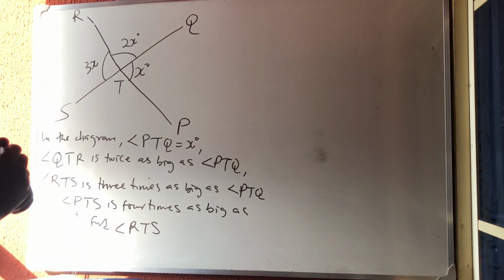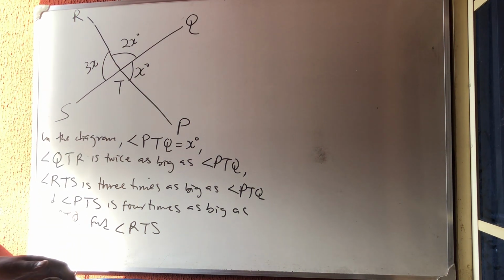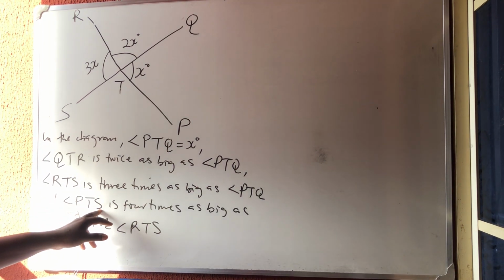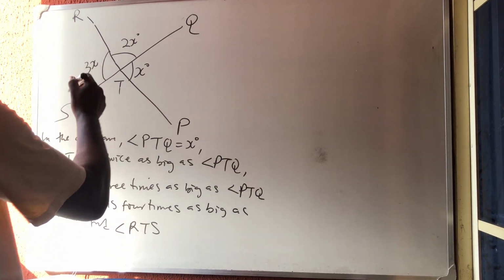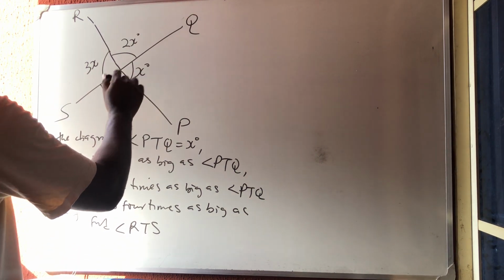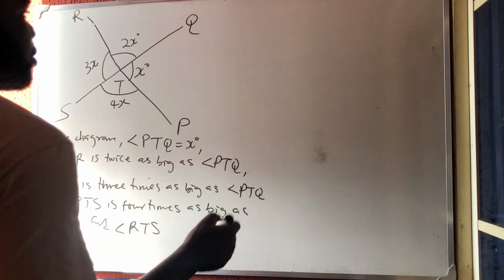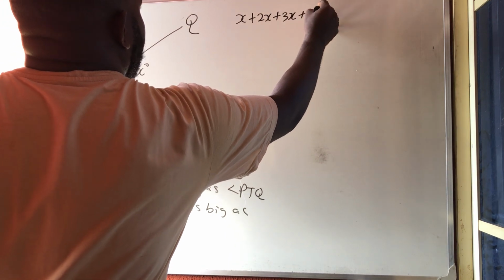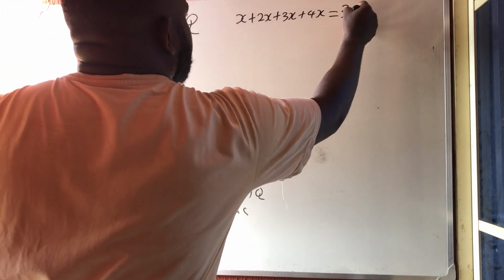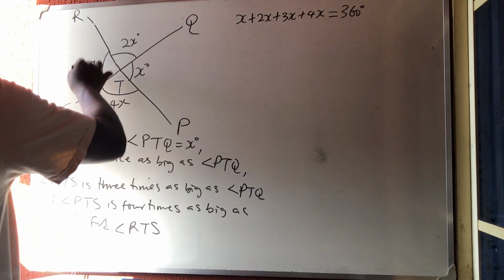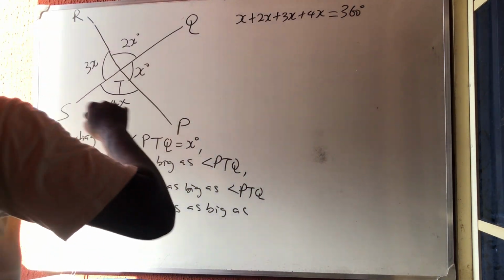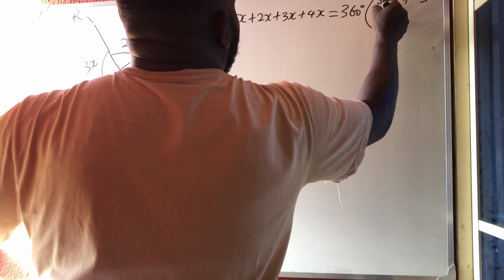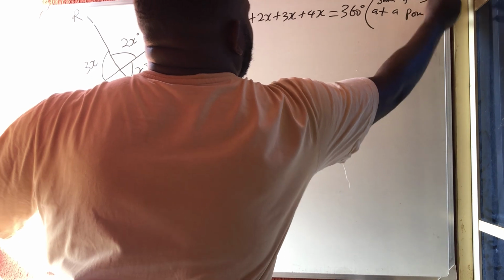The next one, they say angle PTS is 4 times PTQ, which is this side. So here is 4 times that same x, which is 4x. So we are done. We tell them that x plus 2x plus 3x plus 4x, all of them is equal to 360 degrees. Why? Because it is forming a complete circle. If I add everything, I'm forming a complete circle. And when you form a complete circle, we call it sum of angles at a point. As simple as that.